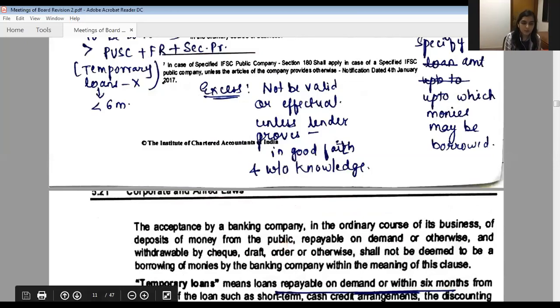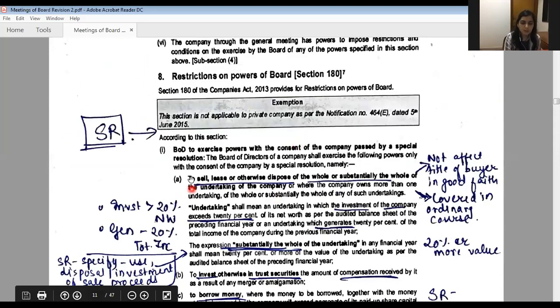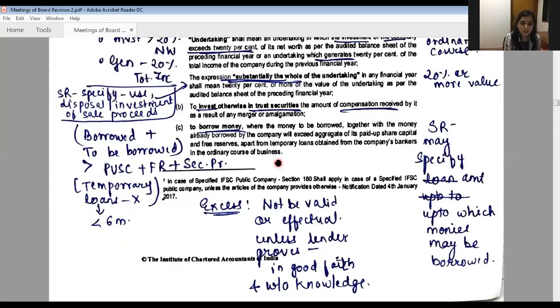Let's revise this 4 point again. A special resolution shall be required if the board wants to exercise the powers. First is to sell, lease or otherwise dispose of the whole or substantially the whole of the undertaking of the company. Next is to invest, otherwise in trust securities, the compensation received.